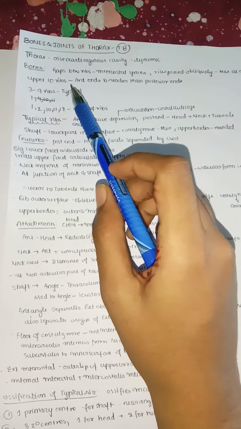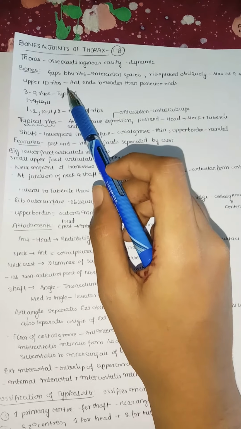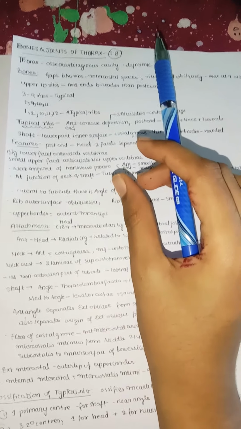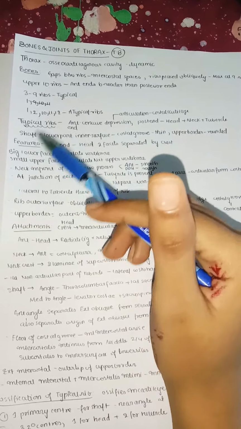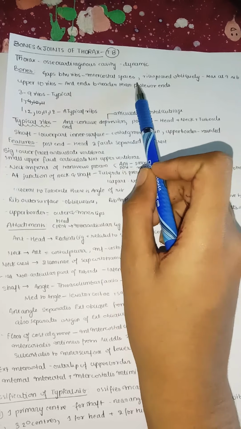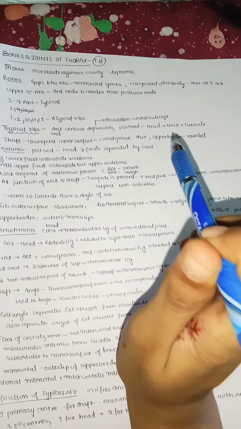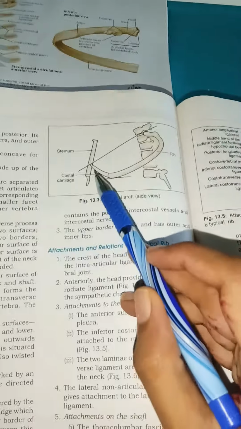Coming to the bones, the bones of the thorax mainly have gaps in between the ribs. So the bones are 12 ribs on both sides, and the space in between two ribs is called the intercostal space, and the ribs are placed obliquely. Obliquely means, for example, I'll show you a diagram. So you can check, this is the oblique nature of the arrangement of ribs.